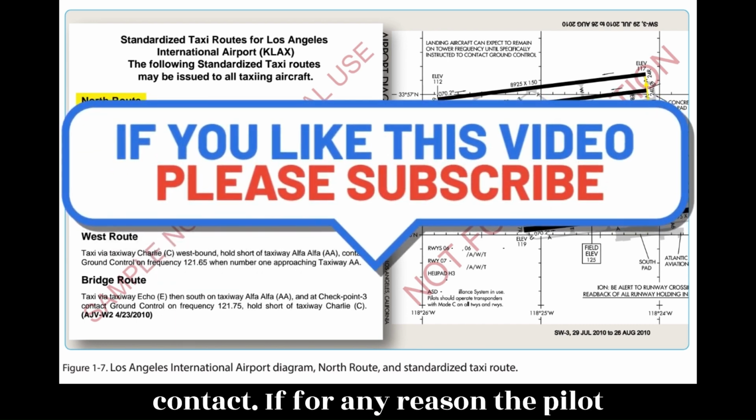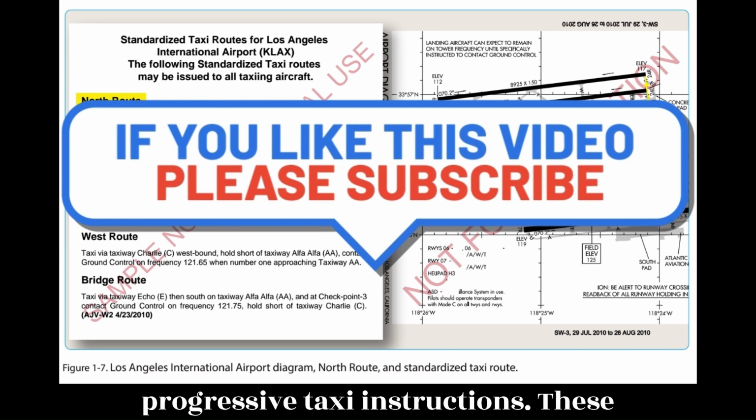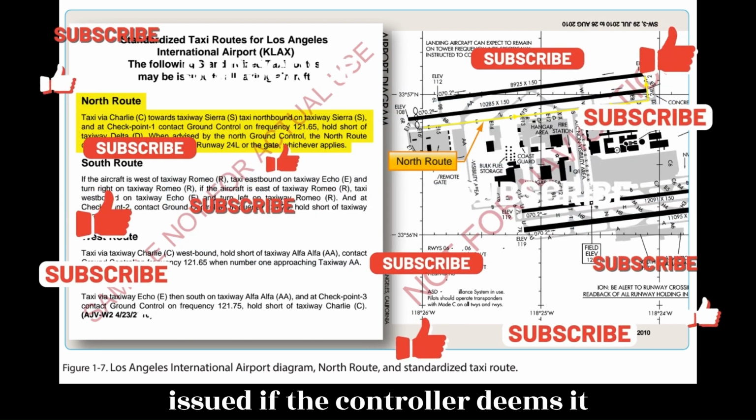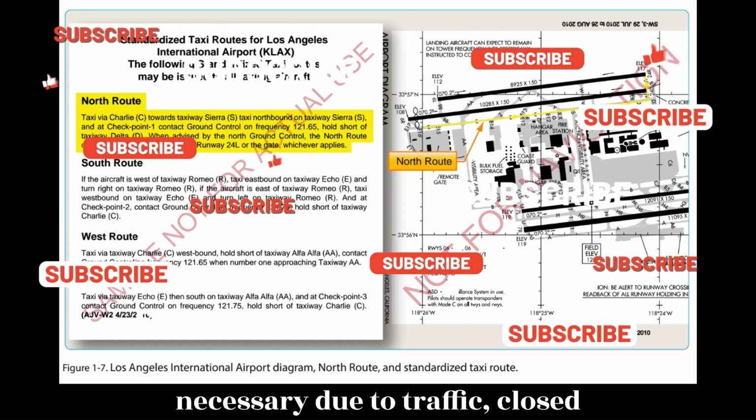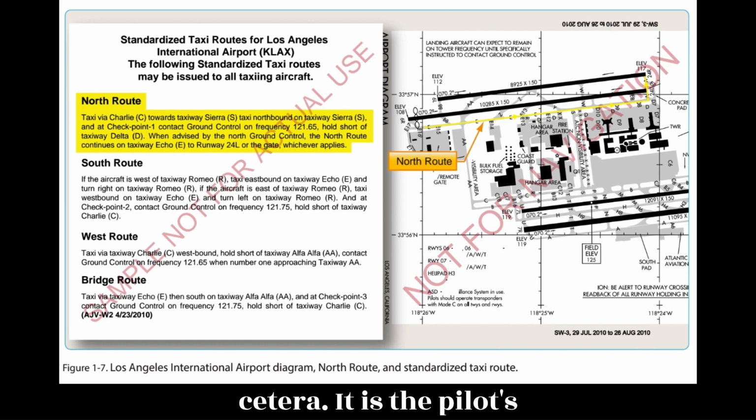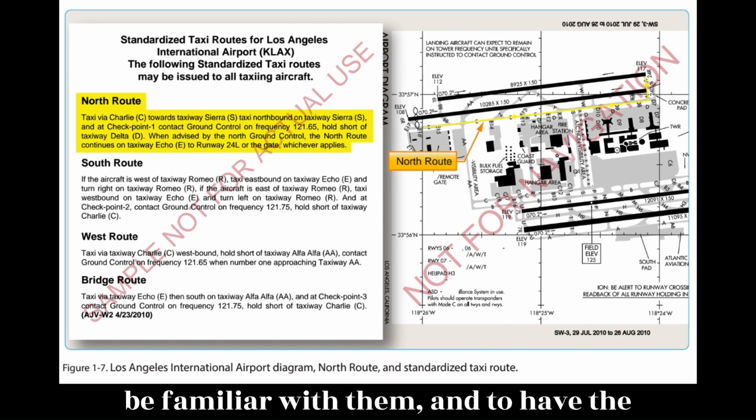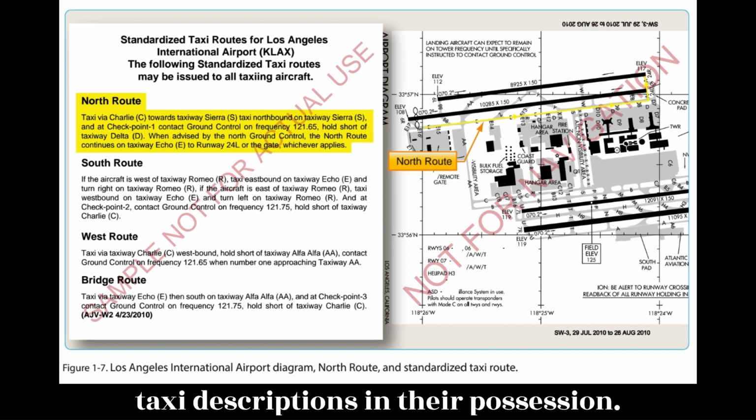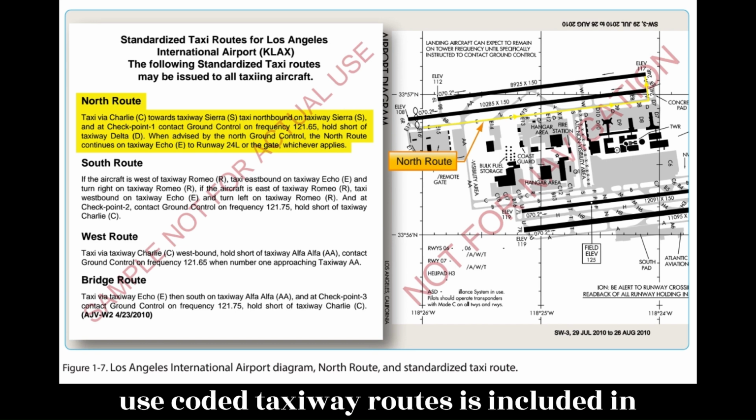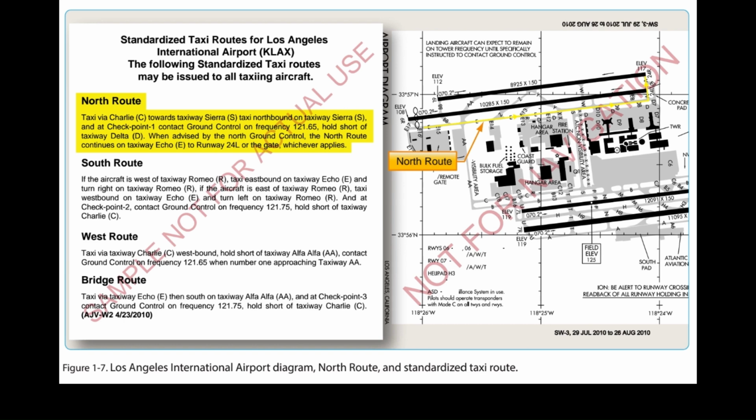If for any reason the pilot becomes uncertain as to the correct taxi route, a request should be made for progressive taxi instructions. These step-by-step routing directions are also issued if the controller deems it necessary due to traffic, closed taxiways, airport construction, etc. It is the pilot's responsibility to know if a particular airport has pre-planned taxi routes, to be familiar with them, and to have the taxi descriptions in their possession. Specific information about airports that use coded taxiway routes is included in the Notices to Airmen publication, NTAP.